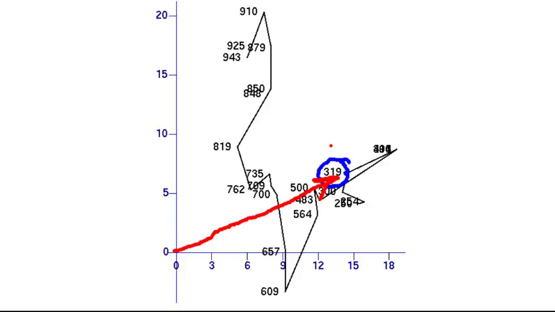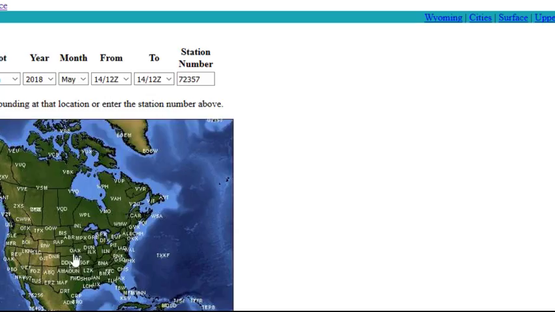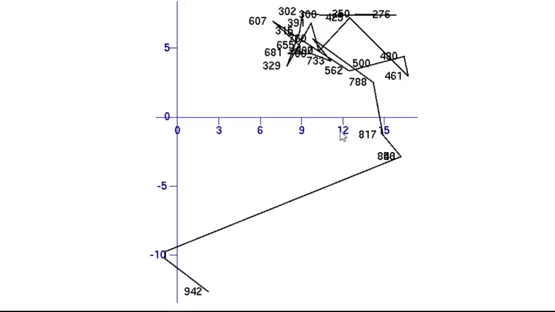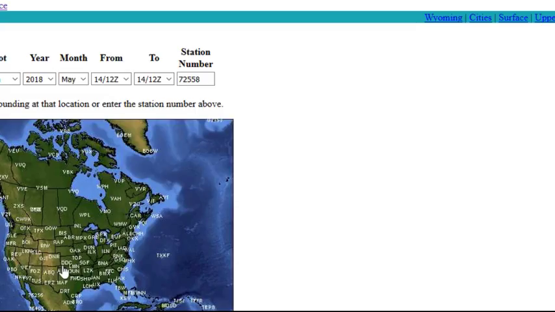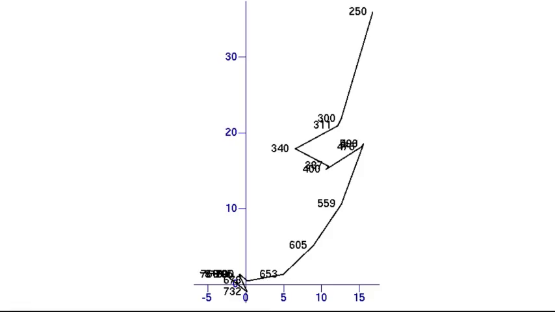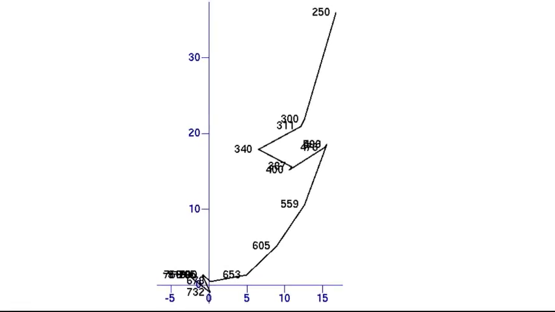Now up to the north, where we have the stronger jet, the hodograph looks like this. There's Omaha. Looks like we got some bad data in there. Let me try another one. Let's try Denver. And there we go. There's Denver, showing weak winds near the ground, becoming southwesterly and just strengthening with height.